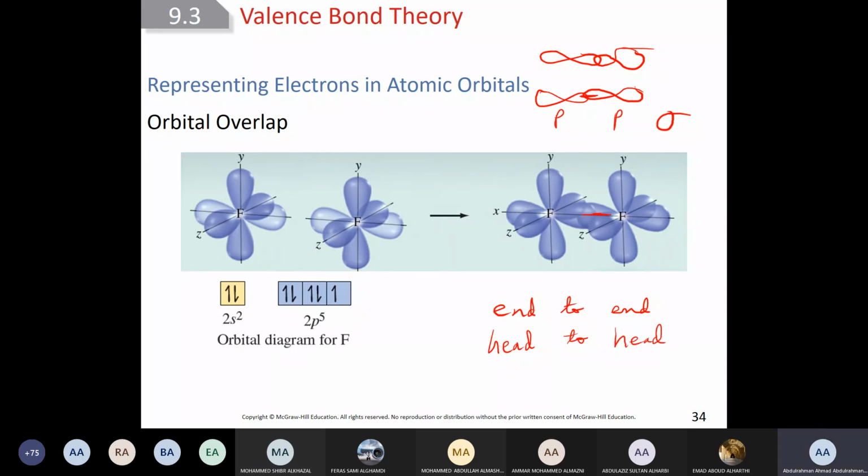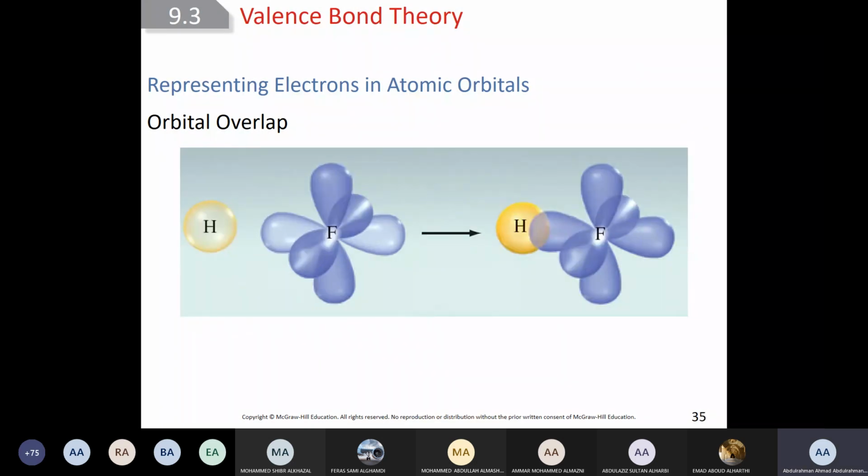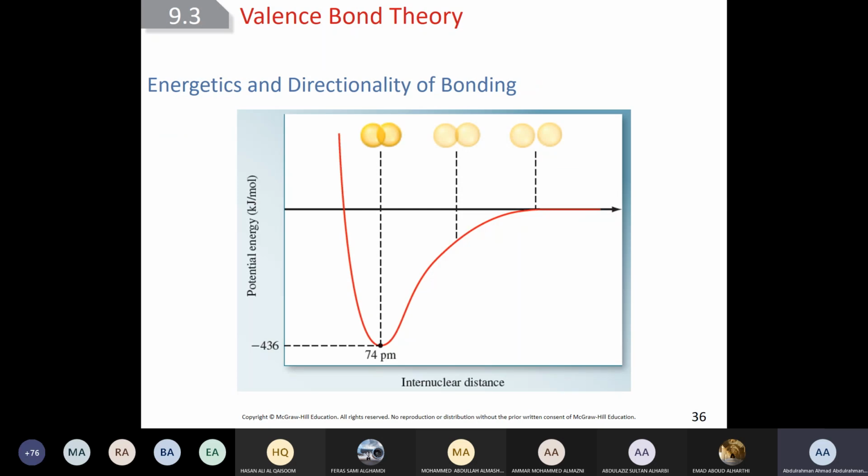And what do we call this type of bond? Sigma. Don't forget this. Same thing here. The hydrogen is interacting with the F. What type of bond is this one? Sigma. Why? Because it's head to head, or end to end. Very good. Now, when this head-to-head interaction takes place, we look at the energy.